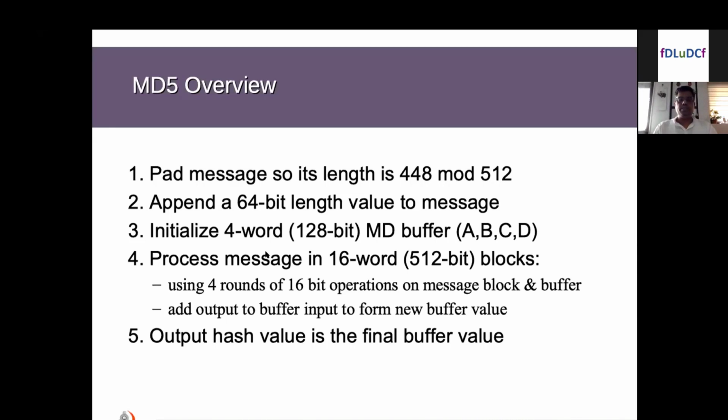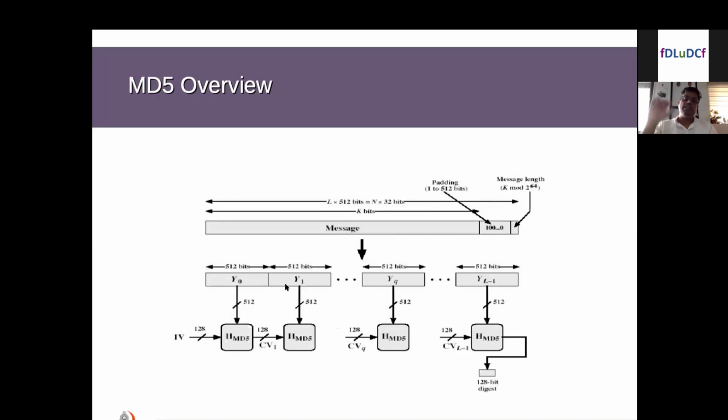In principle, how it works, I will explain. You can read the slide, but I will explain with the diagram. Basically, our message is usually divided into 512-bit data blocks. Obviously, when you have a message, it may not be a multiple of 512 bits. In that case, we have to add some dummy data at the end of the message. This process is called padding.